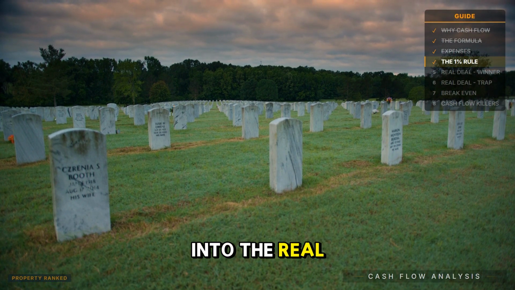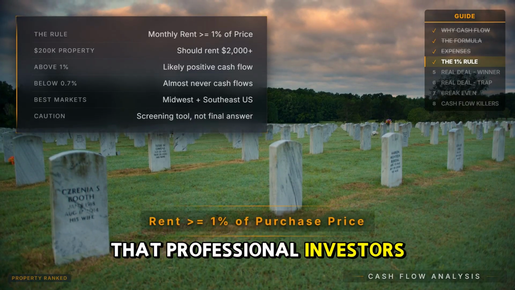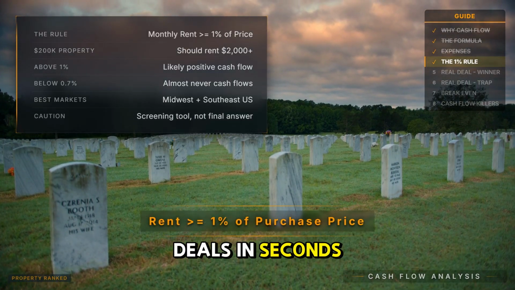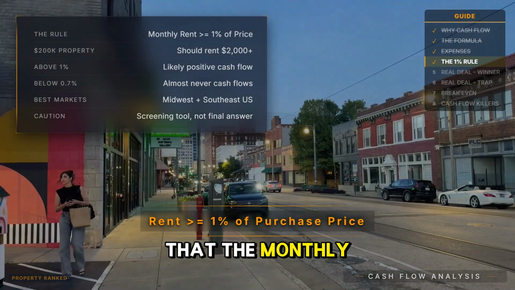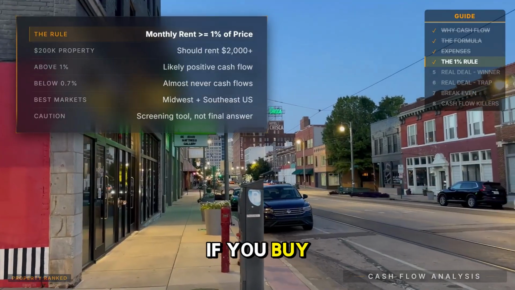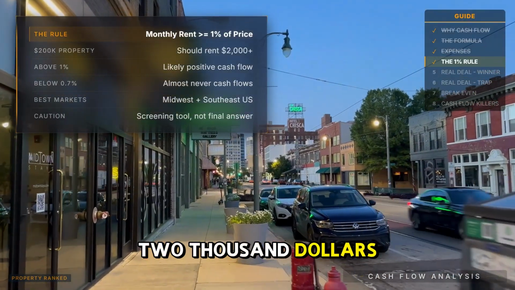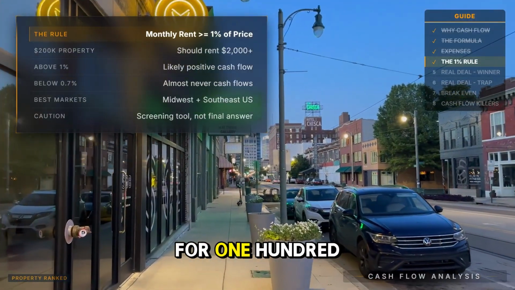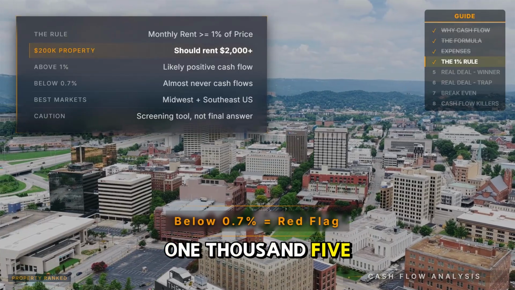Before we dive into the real deal examples, let me give you a quick screening tool that professional investors use to filter deals in seconds. It is called the 1% rule. The 1% rule says that the monthly rent should be at least 1% of the purchase price. If you buy a property for $200,000, it should rent for at least $2,000 per month. If you buy for $150,000, it should rent for at least $1,500.